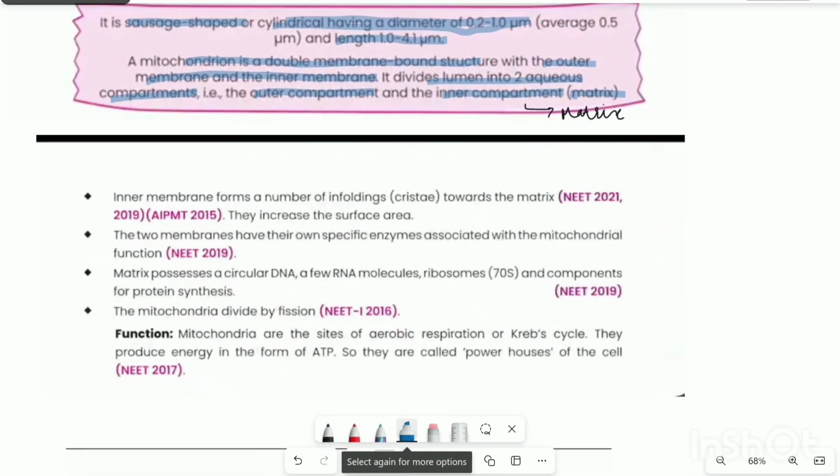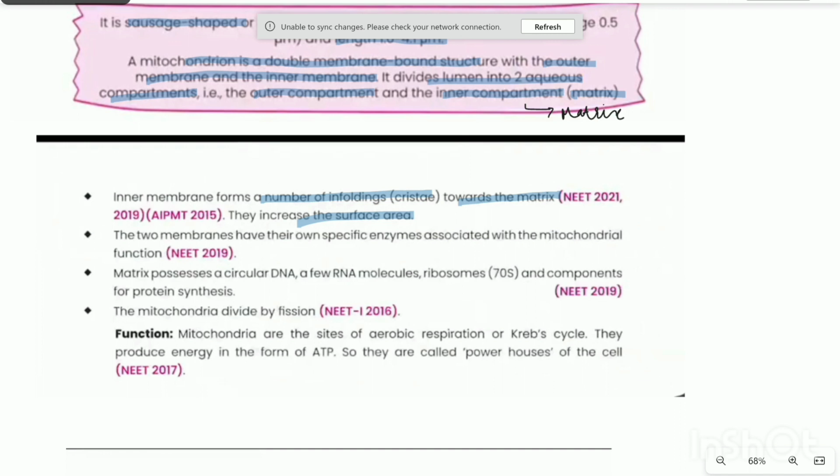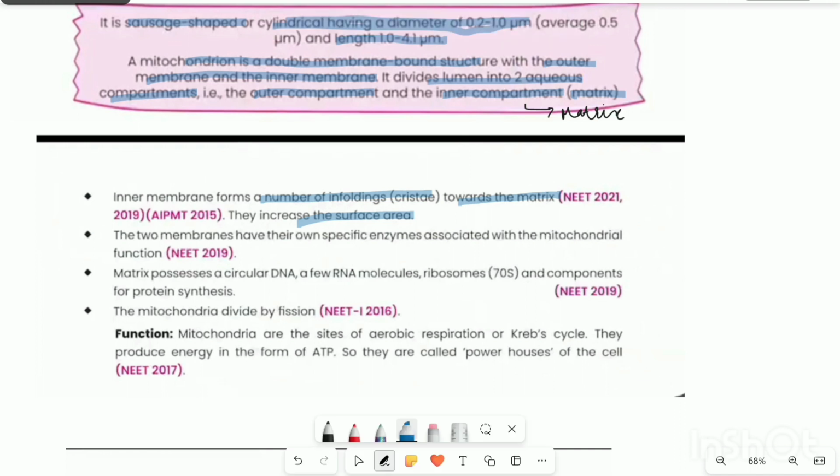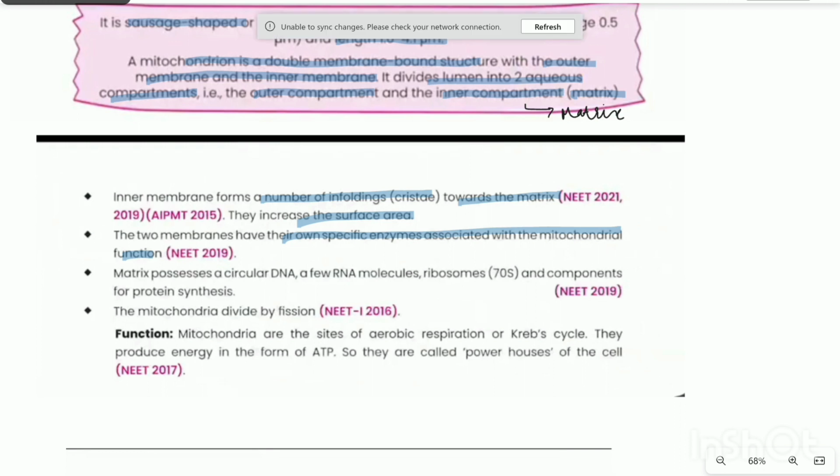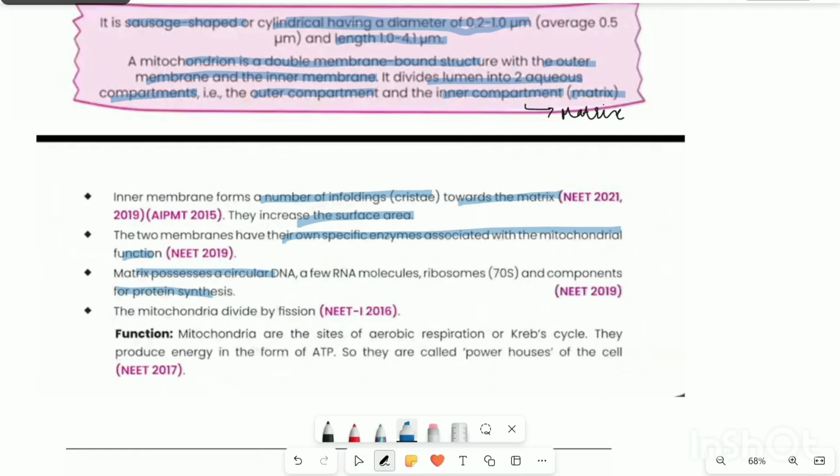Next, the inner membrane forms a number of enfoldings called cristae towards the matrix, which increase the surface area. And these two membranes have their own specific enzymes associated with the mitochondrial function. And then this matrix possesses a circular DNA with few RNA molecules, ribosomes, and components for protein synthesis. And this mitochondria divides by fission.